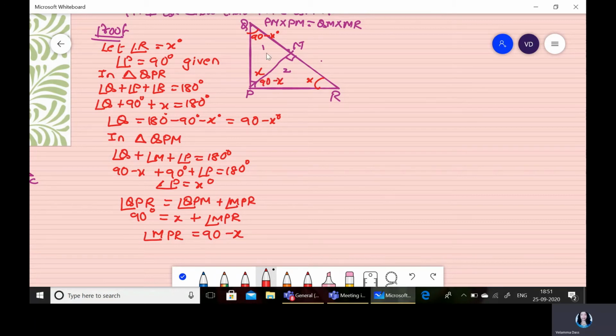Now easily we can prove that these 2 triangles are similar. So when we write the similarity between these 2 triangles, when I say Q, here in similarity, you see the letter Q, I'm talking about this triangle 1. Angle Q is 90 minus X, and in triangle 2, angle P, this P is 90 minus X.